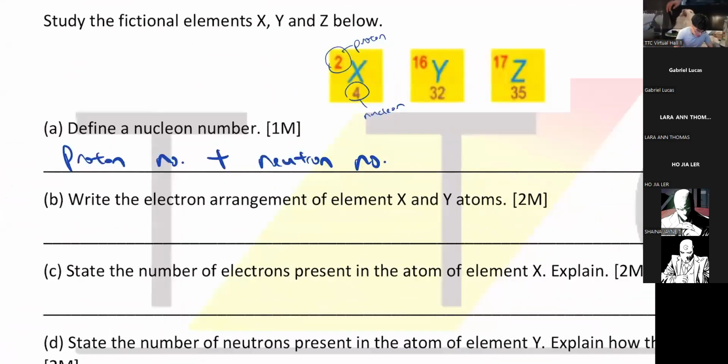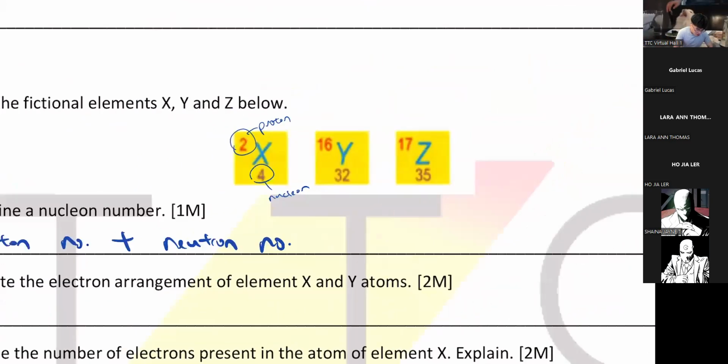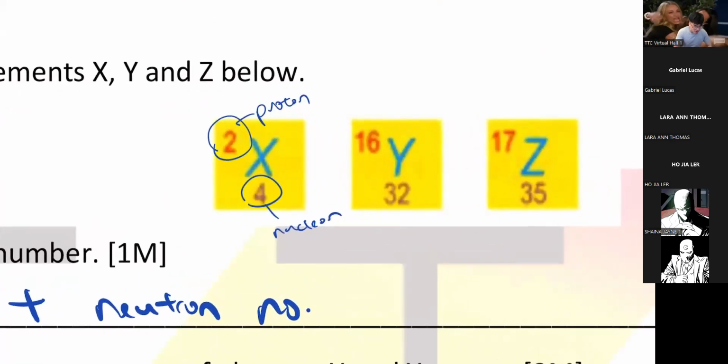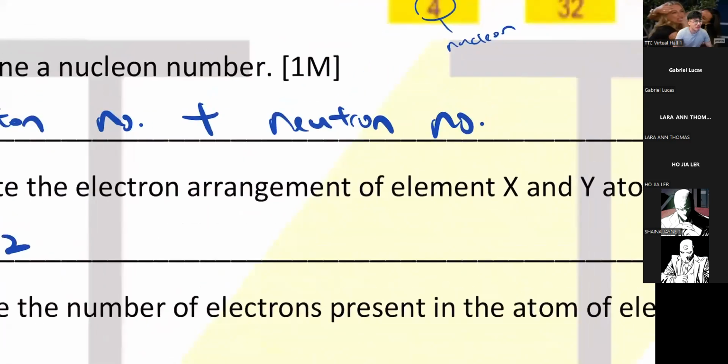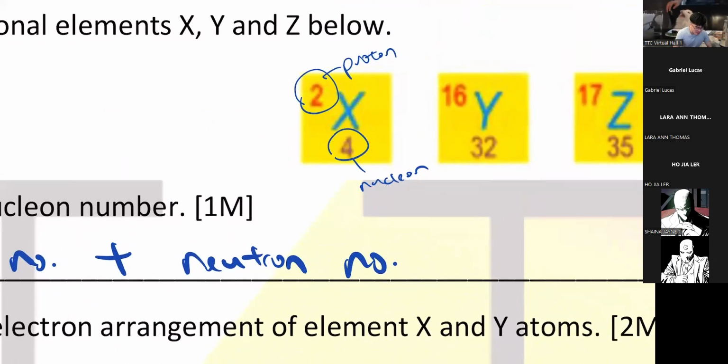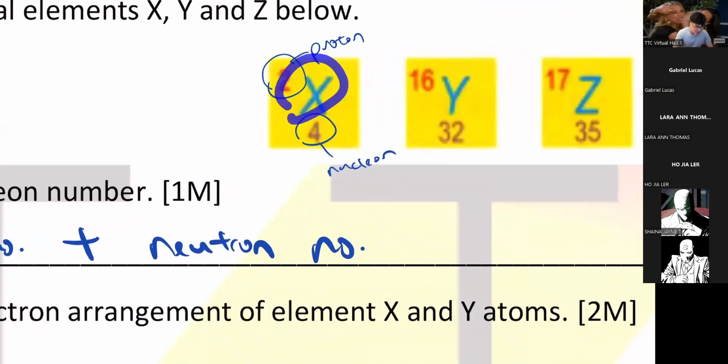And then B, write the electron arrangement for X, Y, Z. This one is very easy. You see this is the proton number, right? How many protons means how many electrons. I said this already. 2 protons means 2 electrons. How are they arranged? X is arranged like this, just 2, because they have 2 electrons. They fill up the first shell. End of story. Second shell, nothing to fill. So X is very happy. X is very stable because the first shell is full.